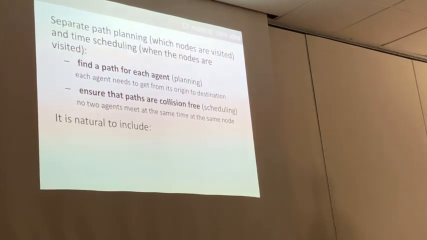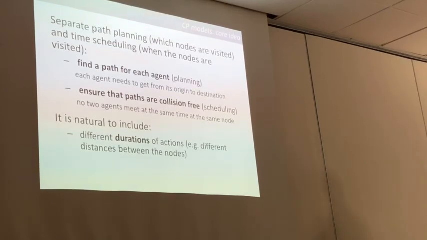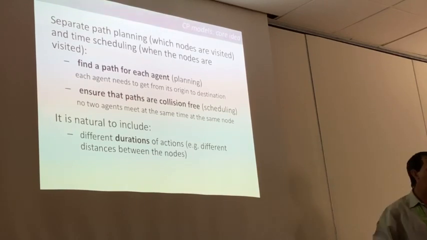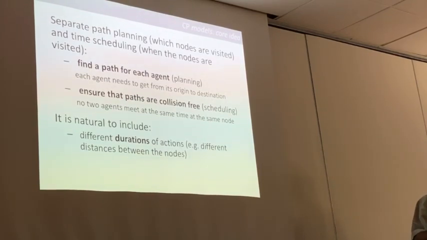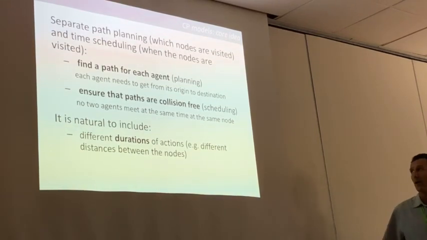Okay? So if we do it this way, it's somehow more general than the classical approaches to multi-agent pathfinding because, for example, we can include durations of actions. In classical multi-agent, it's like the action is move there, one time unit, or wait, okay? Now we can include distances. So it takes some time to move between the nodes, okay?